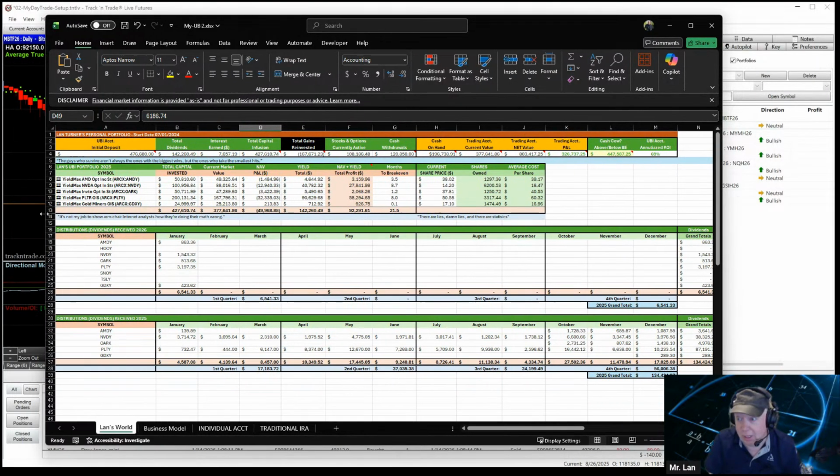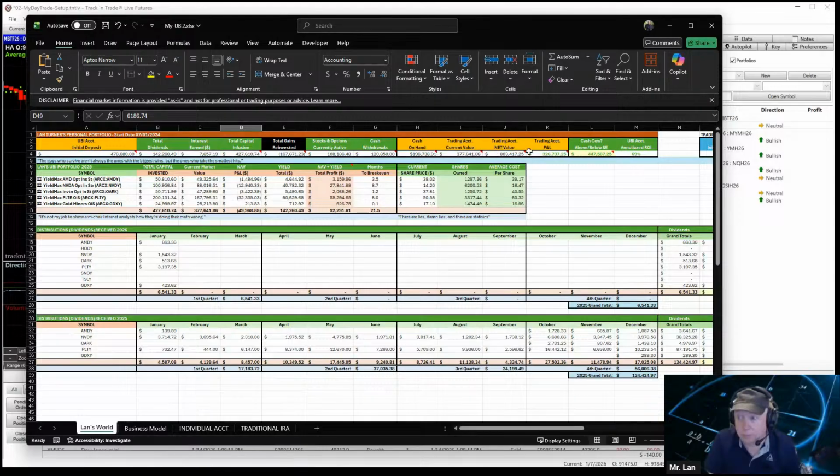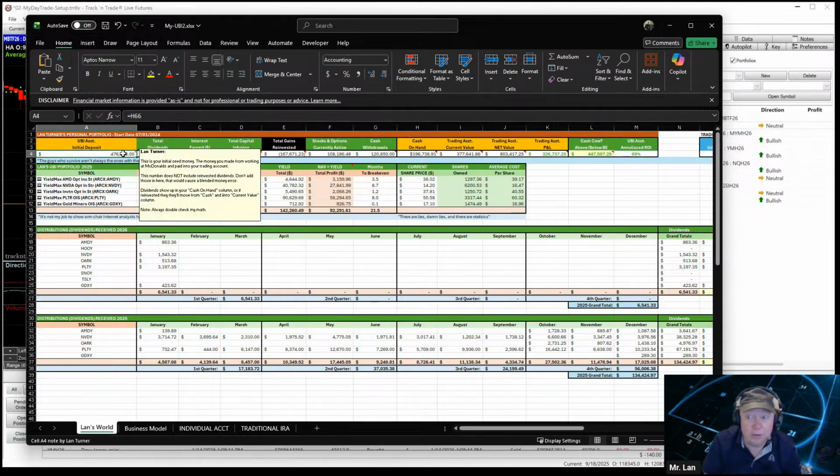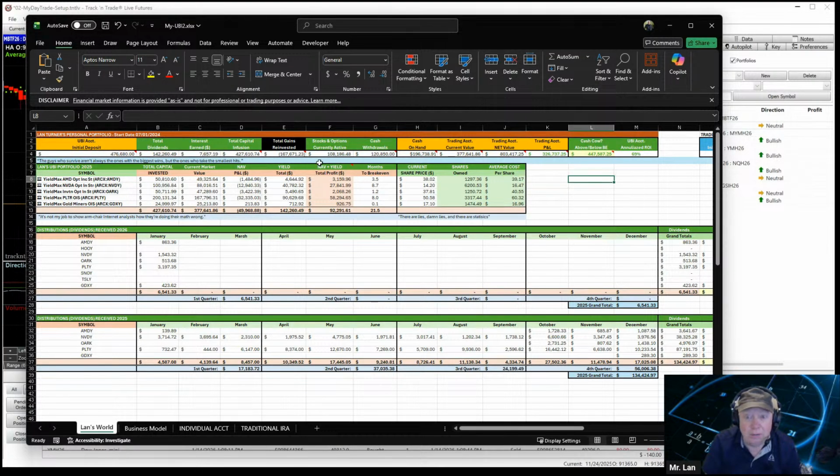So you can see right now my portfolio is sitting at a 69% annualized return. And I started with 476,000. I've taken 120,000 out in cash, gone and spent it. So that puts me at 447,000. So I'm at 69% annualized return.